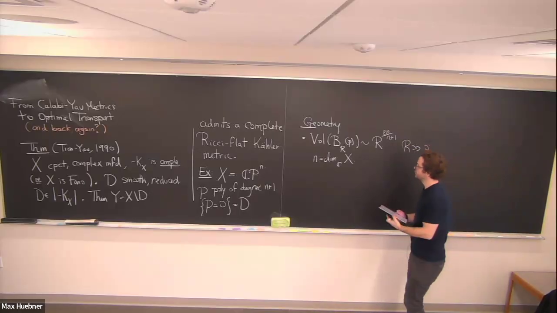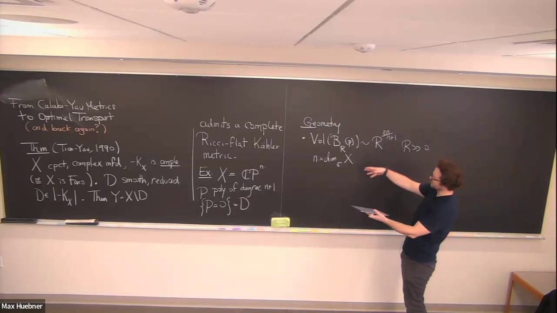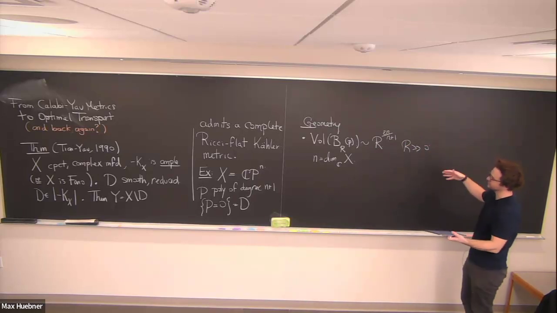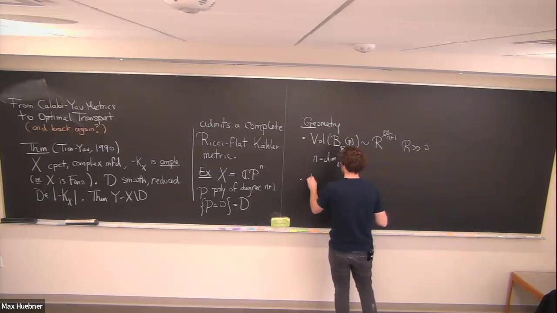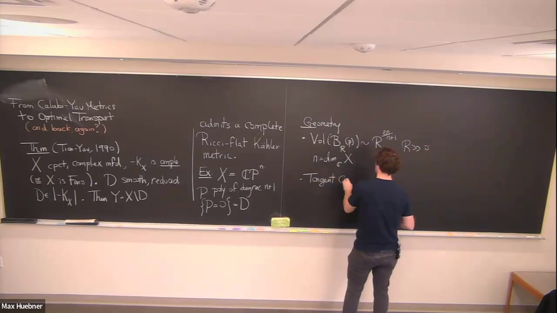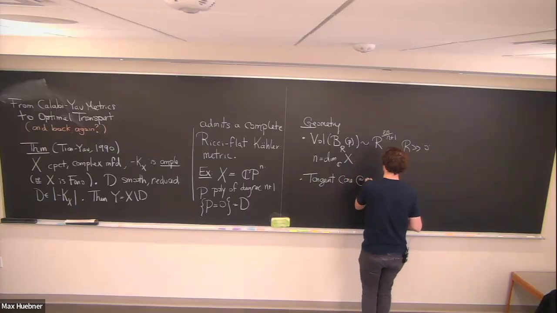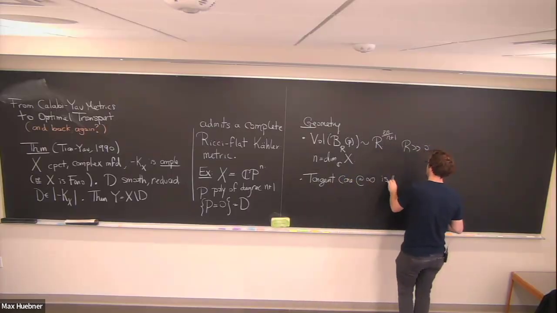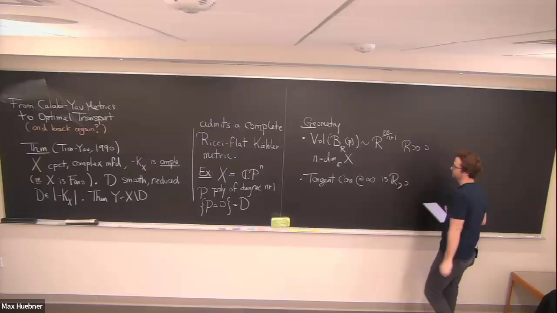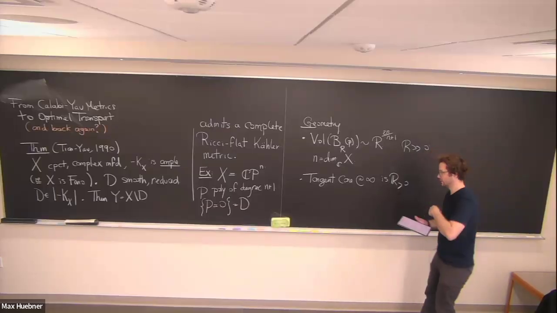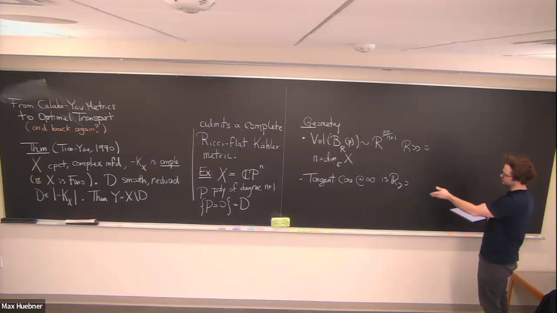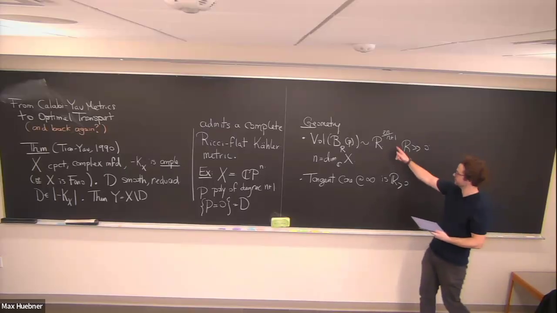That's telling you that there's some sort of collapsing behavior of your manifold. If you zoom out and look at the tangent cone at infinity, then what you see is just a half line. In other words, this manifold looks extremely collapsed in most directions.